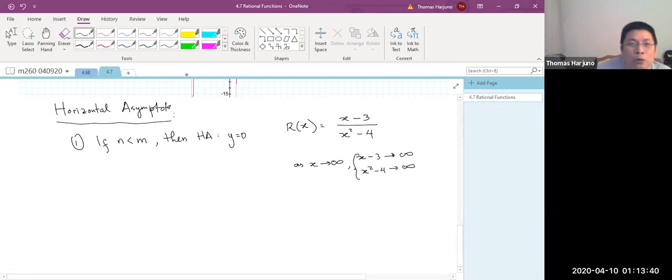Yes, so the idea is that both of them go to infinity, but the higher degree will go to infinity faster. Okay, now that's the intuitive approach. Another approach is as follows. You see that this function can be written differently. I can divide the top by x squared and the bottom by x squared. This is actually a calculus way to show the work.